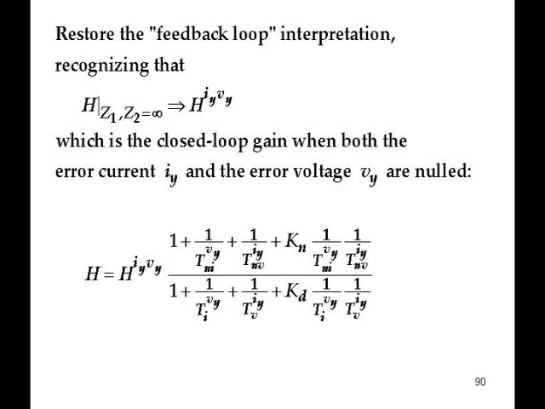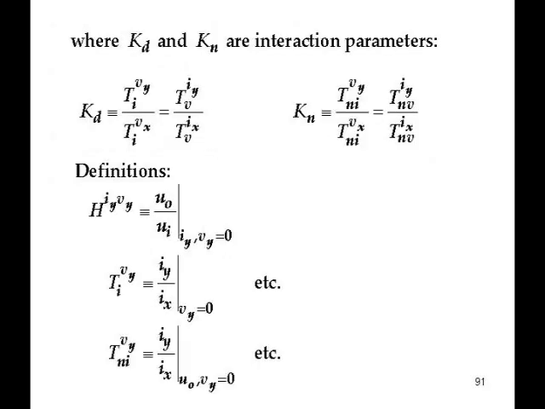Now the definitions of these new parameters are simply the same as they have been for the previous cases in terms of the various signal ratios. H with IY and VY nulled is the output divided by the input, both IY and VY nulled, and the superscript is just a shorthand notation for that as it was before. And the same with the T's and all the other things. I don't have to write them all out again. The superscript says which quantity is null for each calculation.